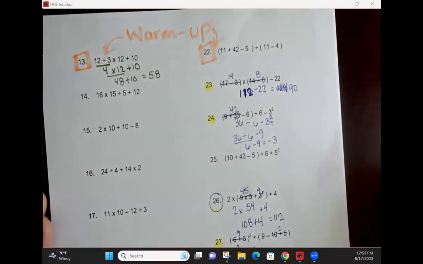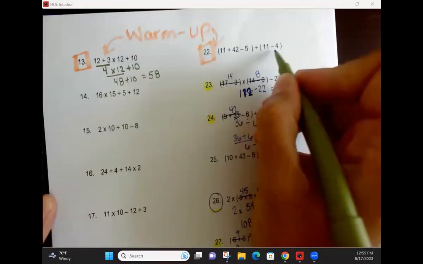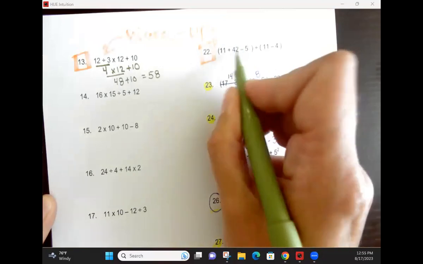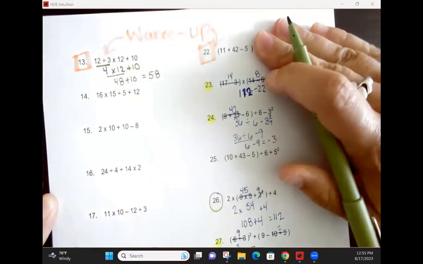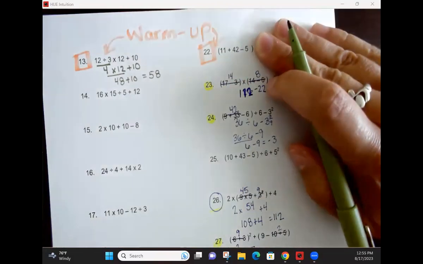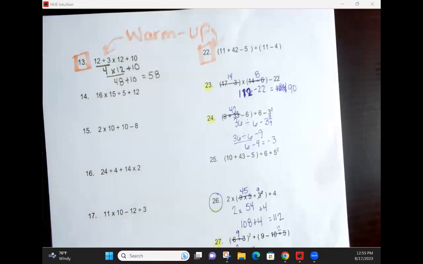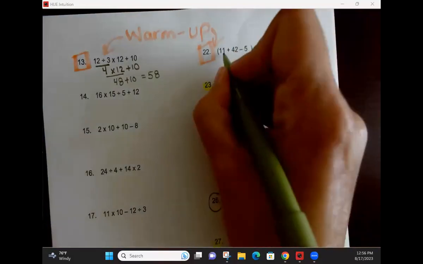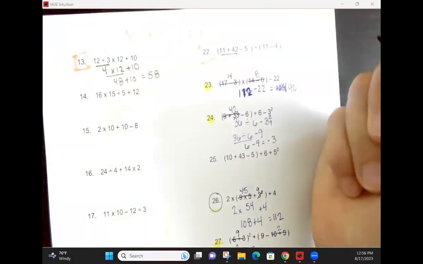Number 22. Where should I start for number 22? Inside parentheses. We've got two sets of parentheses here, so we'll work left to right. We'll start with this one. Inside my first set of parentheses, I've got more than one thing to do. What should I do first? Yeah, I've got addition and subtraction. They are equally important, so I'm going to go left to right. So 11 plus 42, what will that get me?